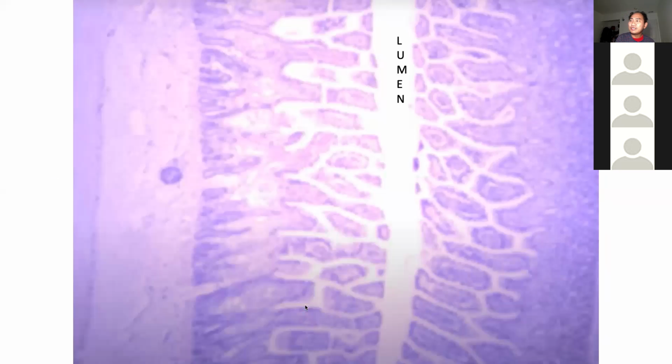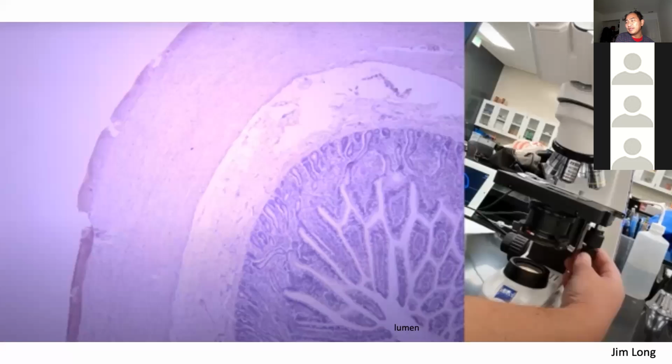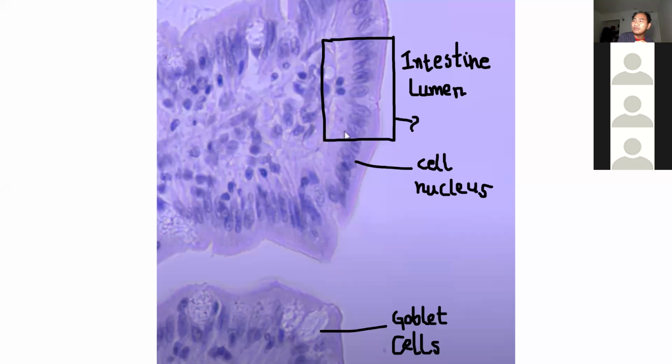So look at that. You can see the lumen here, the intestinal lumen, and you can see the cells here. The cells are pretty much multiple. You can see lots and lots of nuclei. And that is the epithelial tissue. Keep looking at that. Keep moving your microscope around. And now you get into detail with the high resolution lens, and you start seeing this.